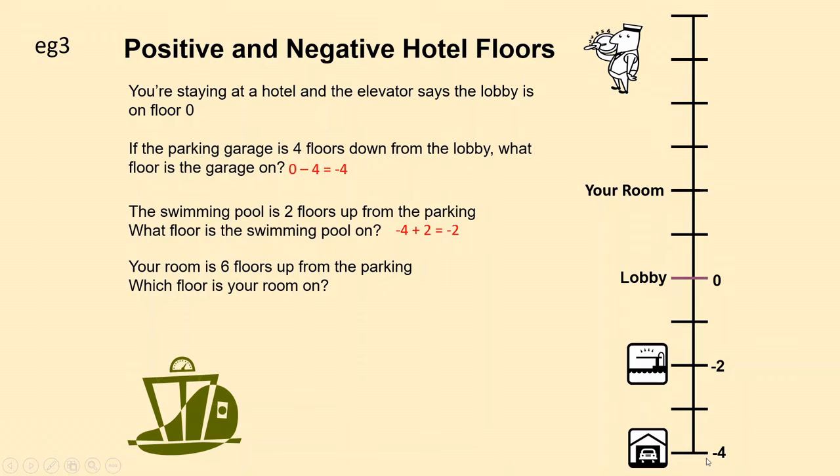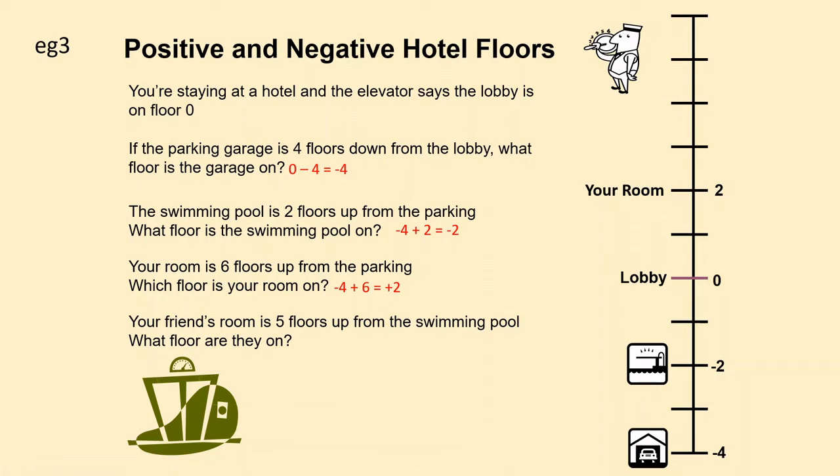I can count all the way from -4 up to my room, or I have some other points of reference on my number line here now. Look, it's only 2 floors above the lobby. But if I wanted to show this mathematically, I would say that my room is 6 more than the parking. So if I start at the parking, which is at -4, and I add 6 to that, -4 plus 6 will take me up into the positives. It's taking me past 0 because 6 is bigger than 4, up to +2.